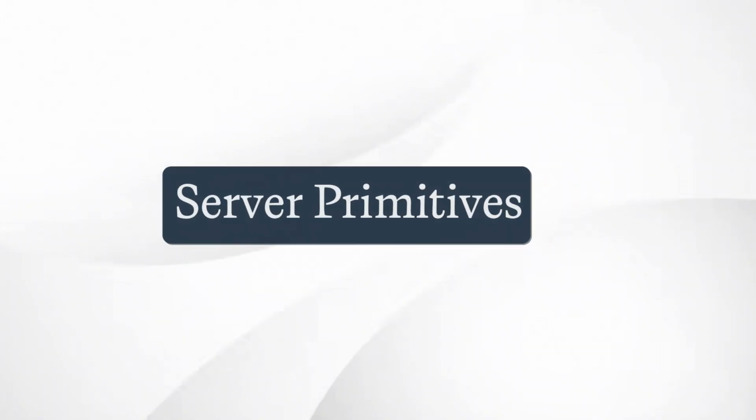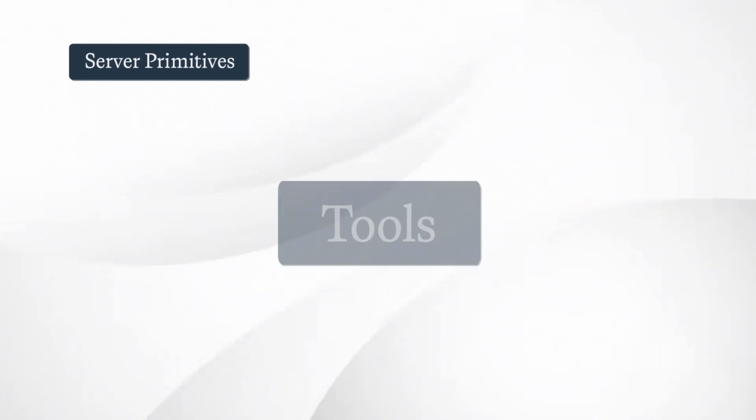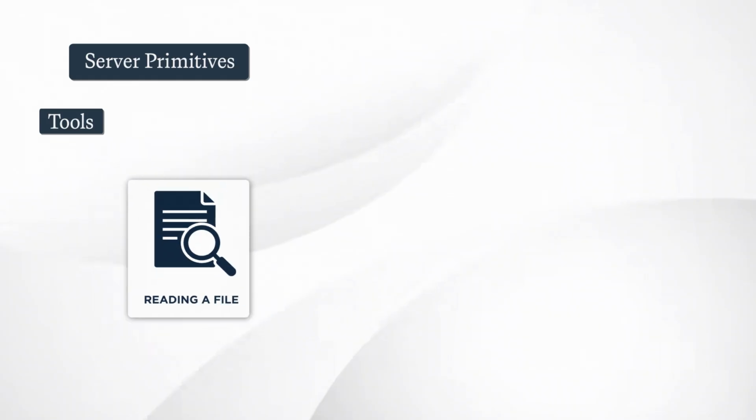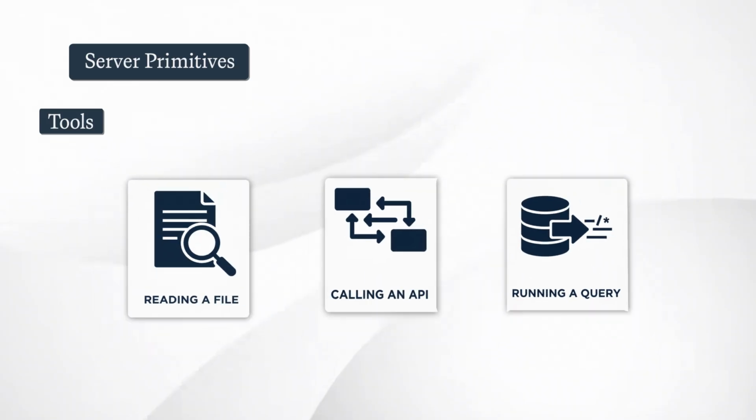Let's look at the server primitives. First, the server can offer tools. These are basically actions, things the server can actually do on behalf of the AI, like reading a file, calling an API, running a query, real operations. If the AI needs something done, it uses a tool.